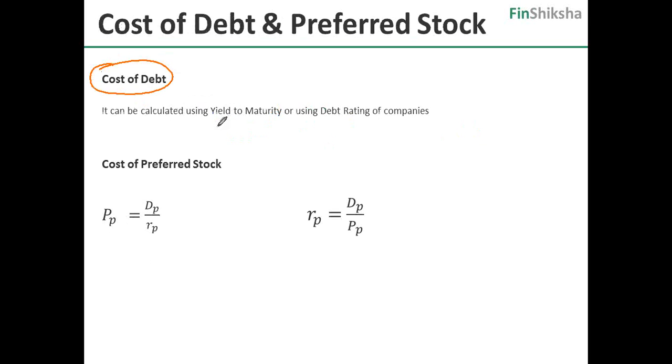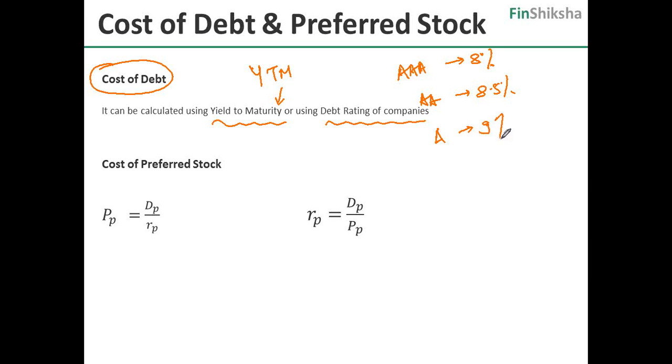It can either be calculated using yield to maturity. So if a company issues a bond, what is the YTM of that bond? We will discuss this tomorrow in our fixed income bit, so we'll know it. Or we can use debt rating of companies, which means a AAA rated bond charges, let's say 8%, a AA rated bond gives 8.5%, a A rated bond gives 9%. So if you have the debt rating of the company, let's say a new company we are evaluating that has a debt rating of A, we will use 9% as cost of debt.